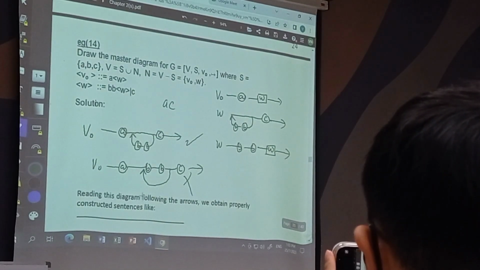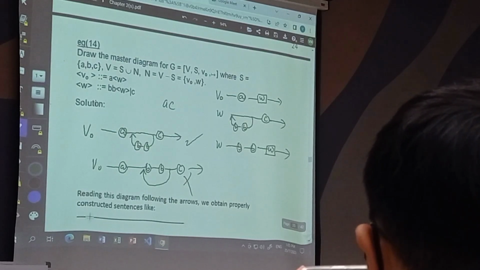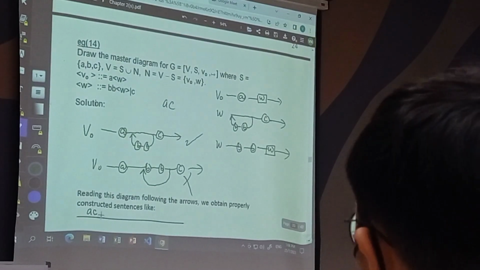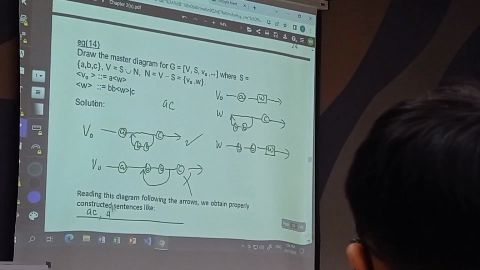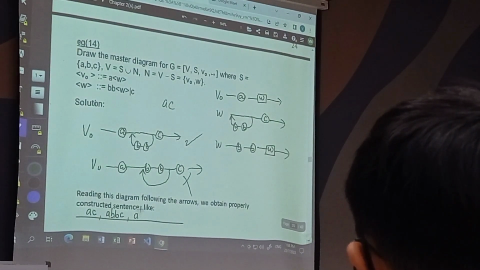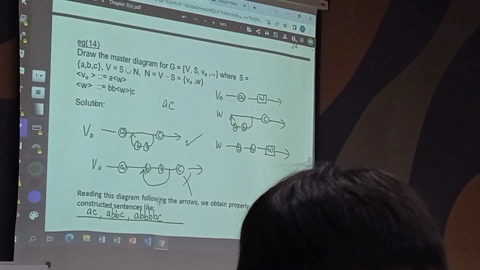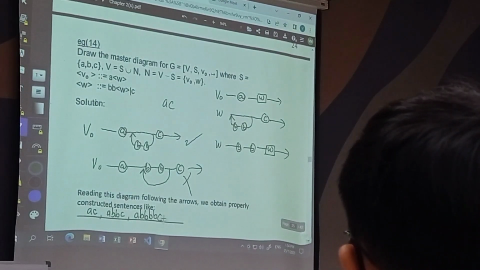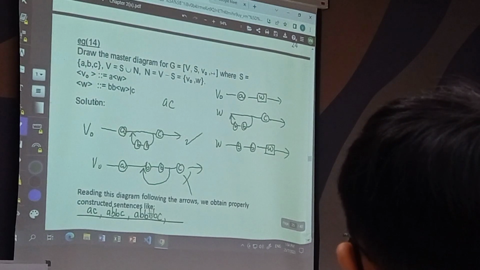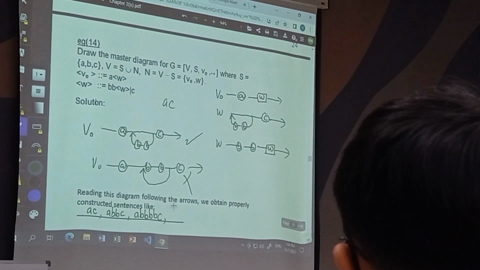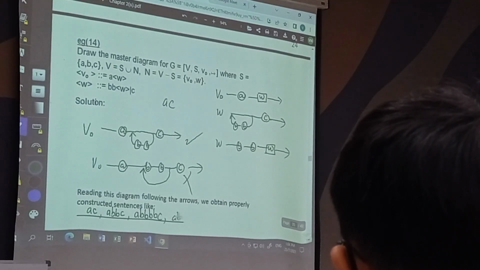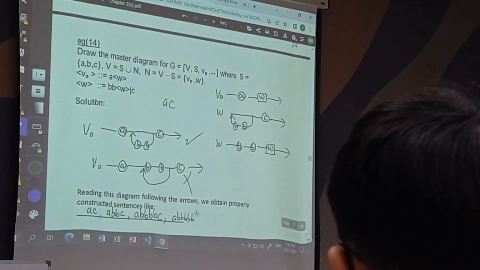Now, the sentences that we have, for example, we can have AC. If we go to the loop one time, we can have A, B, B, C. What else? A, B, B. Every time you repeat the B, how many B's will you have extra? 2, right? So every time it will be a multiple of 2 for the number of B. 4 B's followed by 6 B's. A, B, B, B, B, B, B, C. 6 B's.